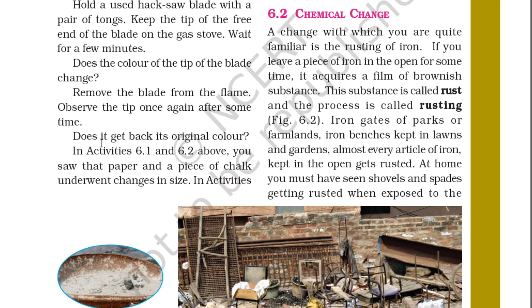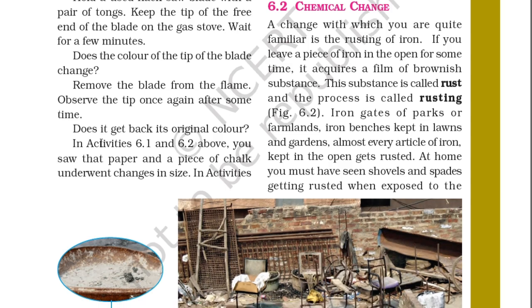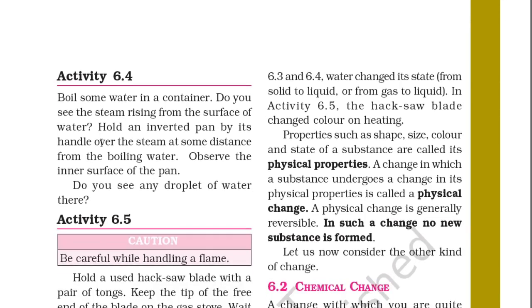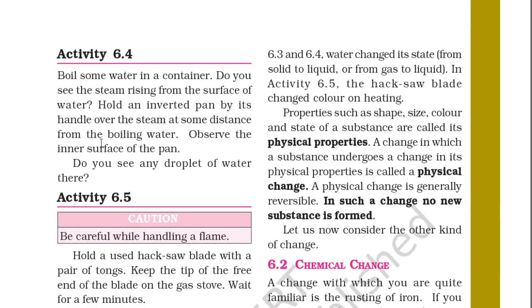In activities 6.1 and 6.2 above, you saw the paper and a piece of chalk underwent changes in size. In activities 6.3 and 6.4, water changed its state from solid to liquid or from gas to liquid. In activity 6.5, the hacksaw blade changed color on heating. Properties such as shape, size, color, and state of a substance are called its physical properties. So these are the physical properties: shape, size, color, and state of the substance.